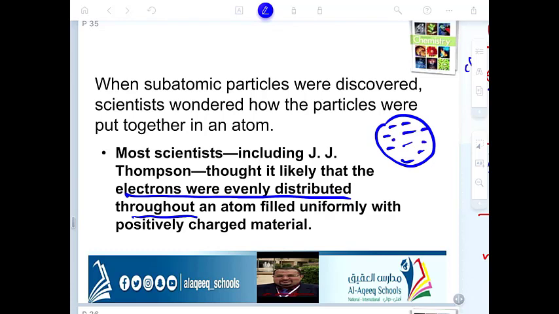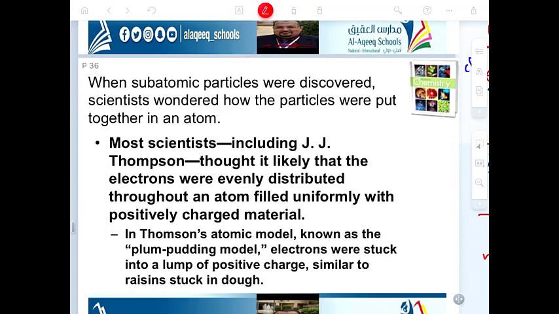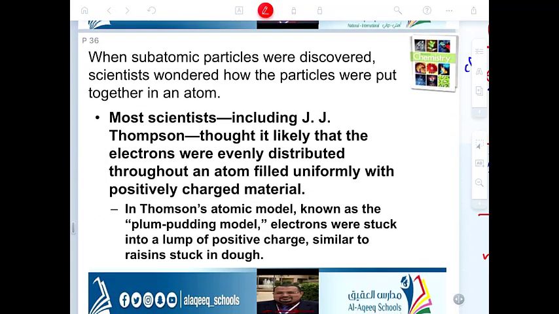No nucleus or anything. Okay? They thought that, and uniformly with positively charged material. And this material, they imagined, is positive. The material of this atom is the positive part. Like this. This is one of the models. Thomson put this atomic model, and they called this model the Plum-Pudding model. So if I ask you, what's the name of the Thomson atomic model? Plum-Pudding model.